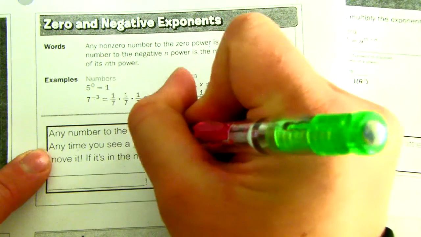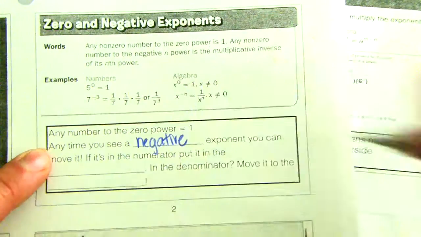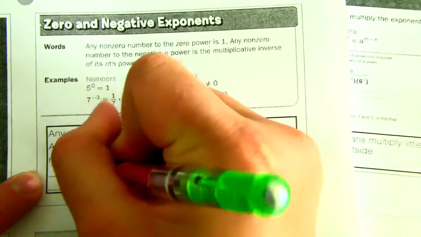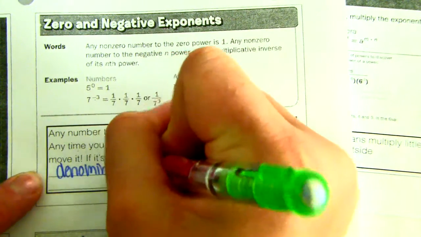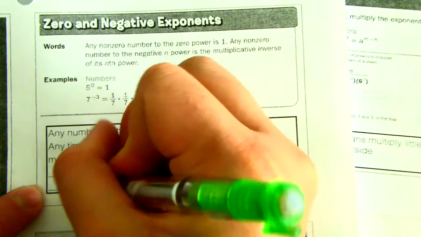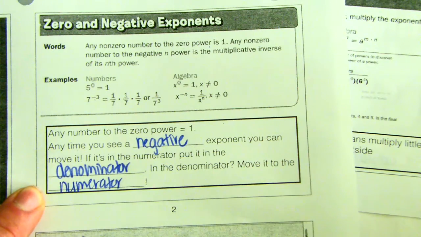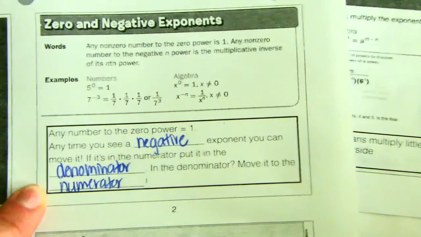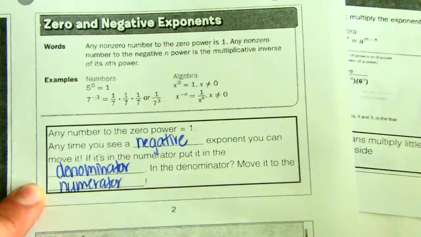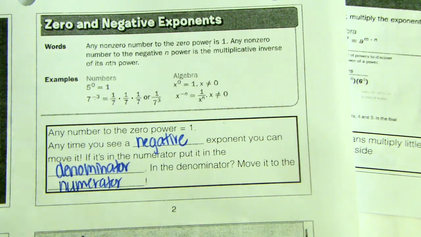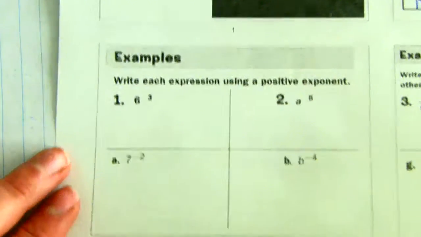Anytime you see a negative exponent, you can move it. If it's in the numerator, put it in the denominator. If it's in the denominator, move it to the numerator. Negative exponents don't want to be where they are. They're negative for that reason. So we move them to make them happy. If they're in the numerator, we put them down in the denominator where they'll be happier because they'll be positive down there. If they're in the denominator, we put them in the numerator because they'll be happier there. So like this.